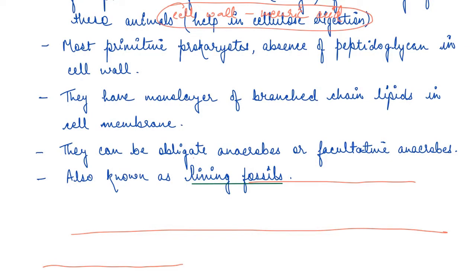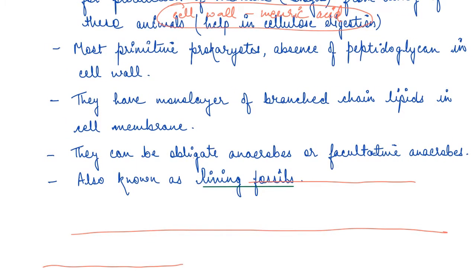What is the next? They are obligate anaerobes or facultative anaerobes. So remember these two points as well. The last point: since they are so primitive, they are also known as living fossils.